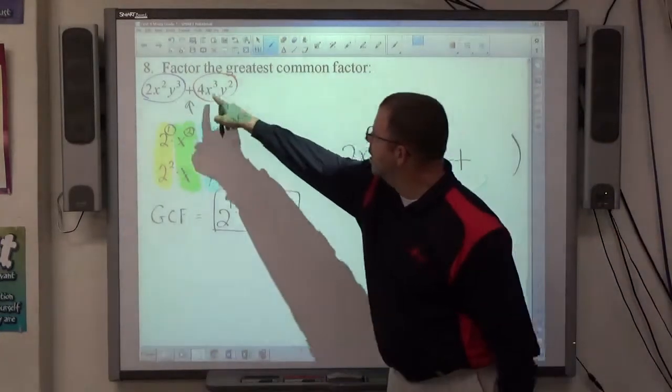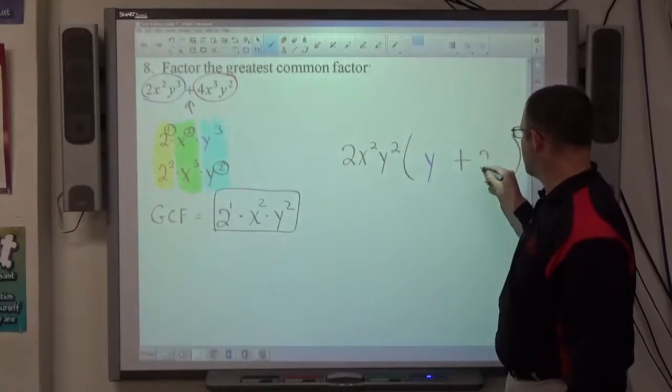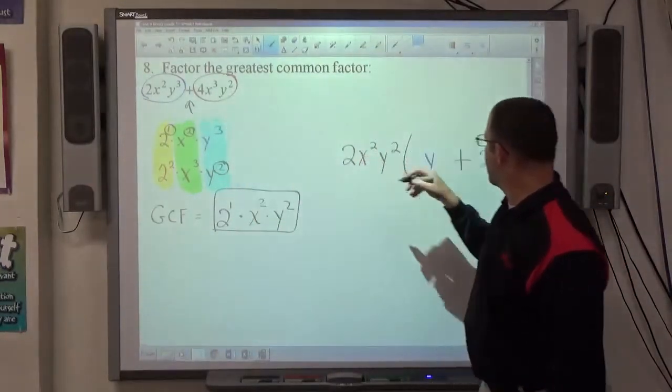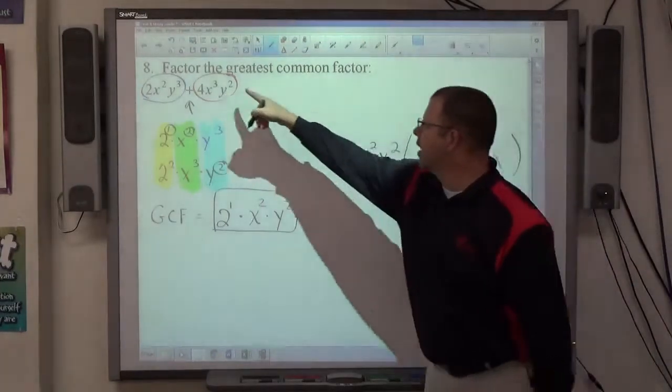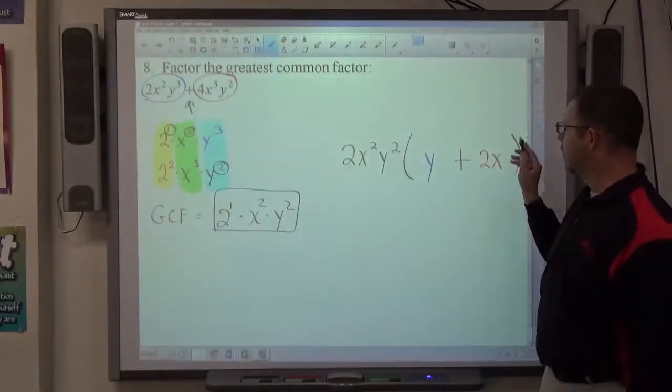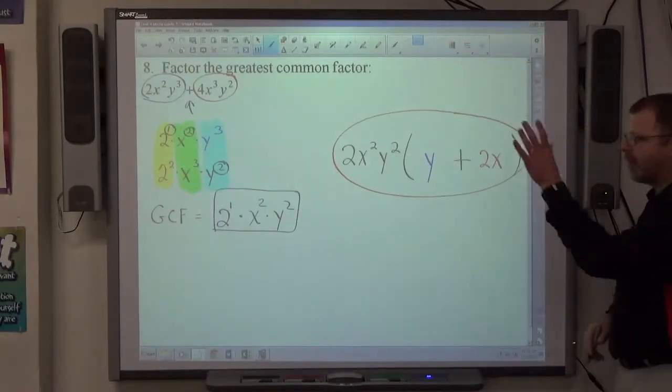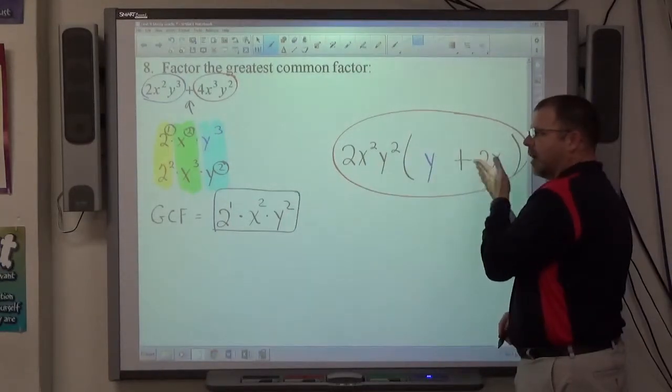For the red, 4 divided by 2 is 2. I'm going to go ahead and write down a number that isn't 1, so 2 is fine. X cubed divided by x squared is x. Then y squared divided by y squared cancels. This is what factor the greatest common factor looks like. You find the common factor, and you write the leftover pieces.